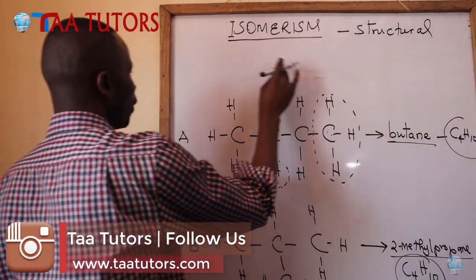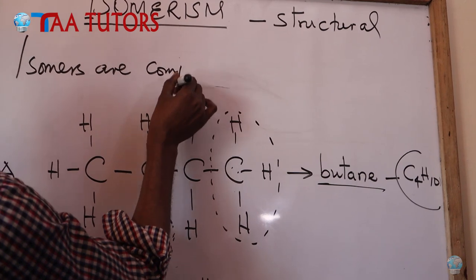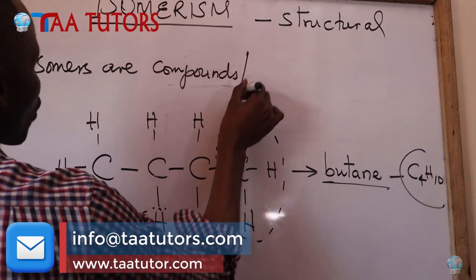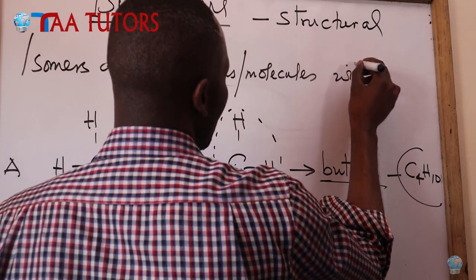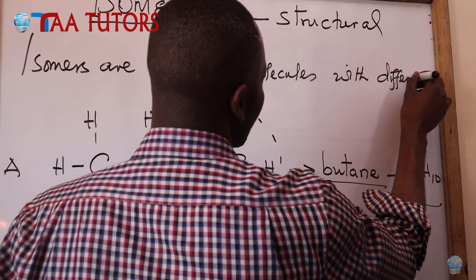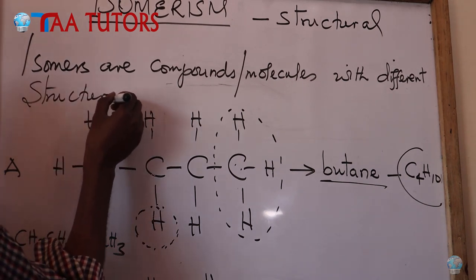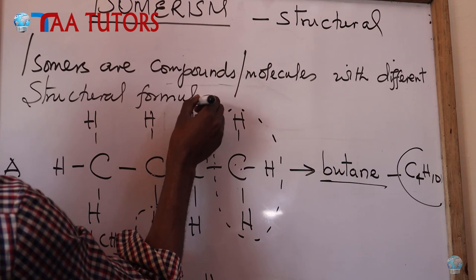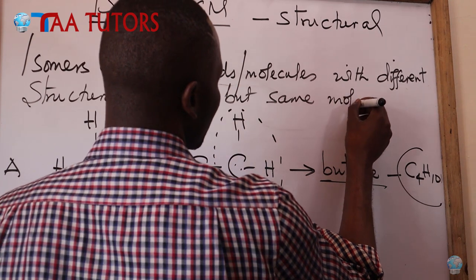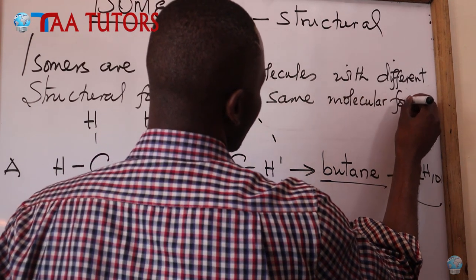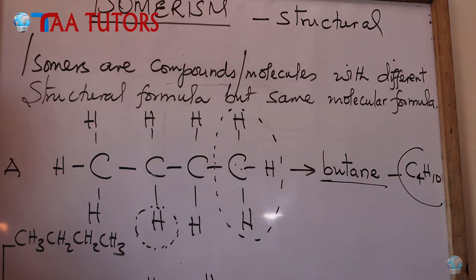So isomers, therefore, isomers are compounds or molecules with different structural formula, but same molecular formula. Remember, you can say isomers are composed of molecules with the same molecular formula but different structure.